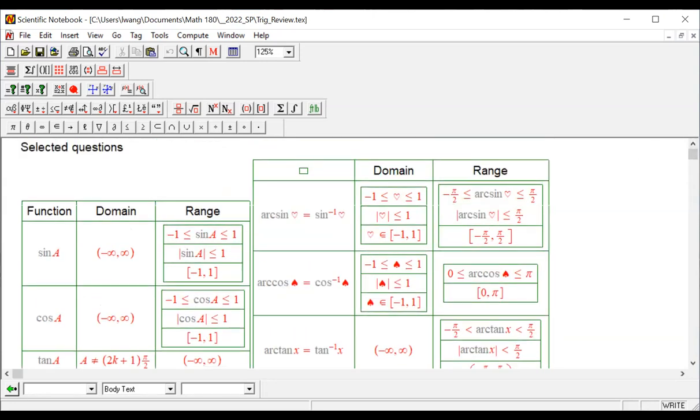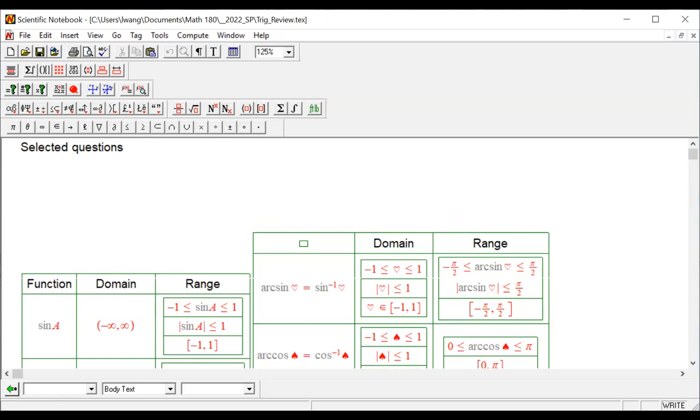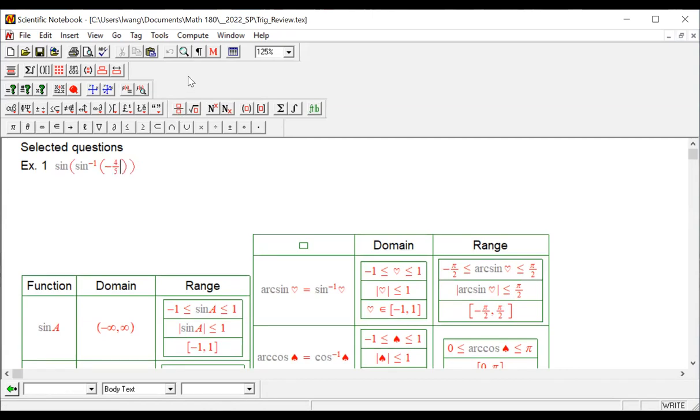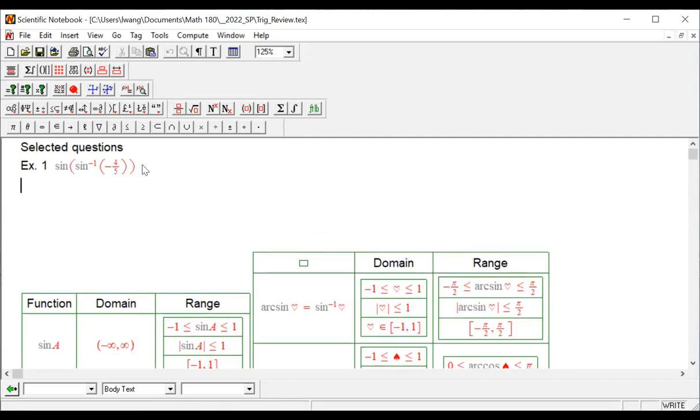So now let's look at some other questions, because a lot of the questions use these facts. Take one of the questions, for example. I'm going to make it example number 1: sine of arc sine of negative 4/5. What does that equal to?